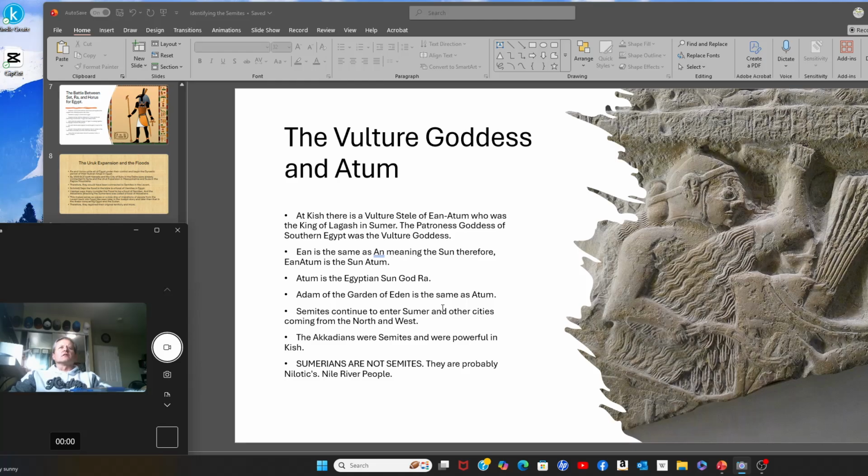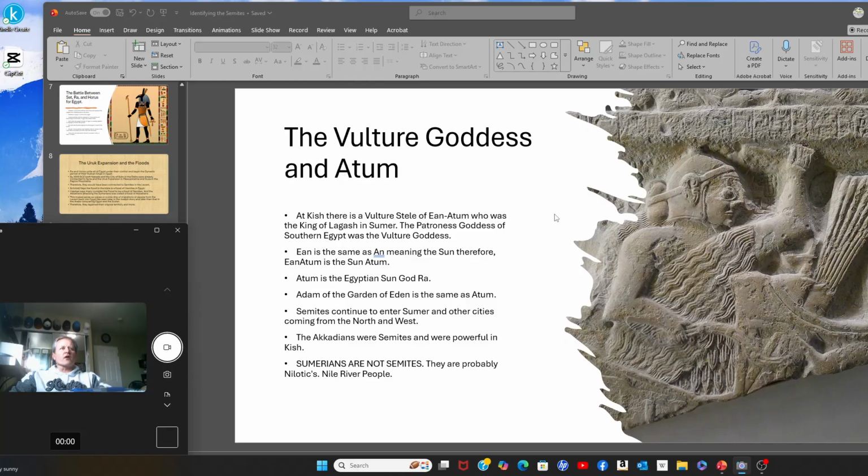The vulture goddess and Atum. At Kish, there is a vulture stele of Eon Atum, who was the king of Lagash in Sumer. The patroness goddess of southern Egypt was the vulture goddess. Eon is the same as An of Egypt, meaning the sun. Therefore, Eon Atem is the sun Atem. Atem is the Egyptian sun god Ra. And Adam of the Garden of Eden is the same as Atem.